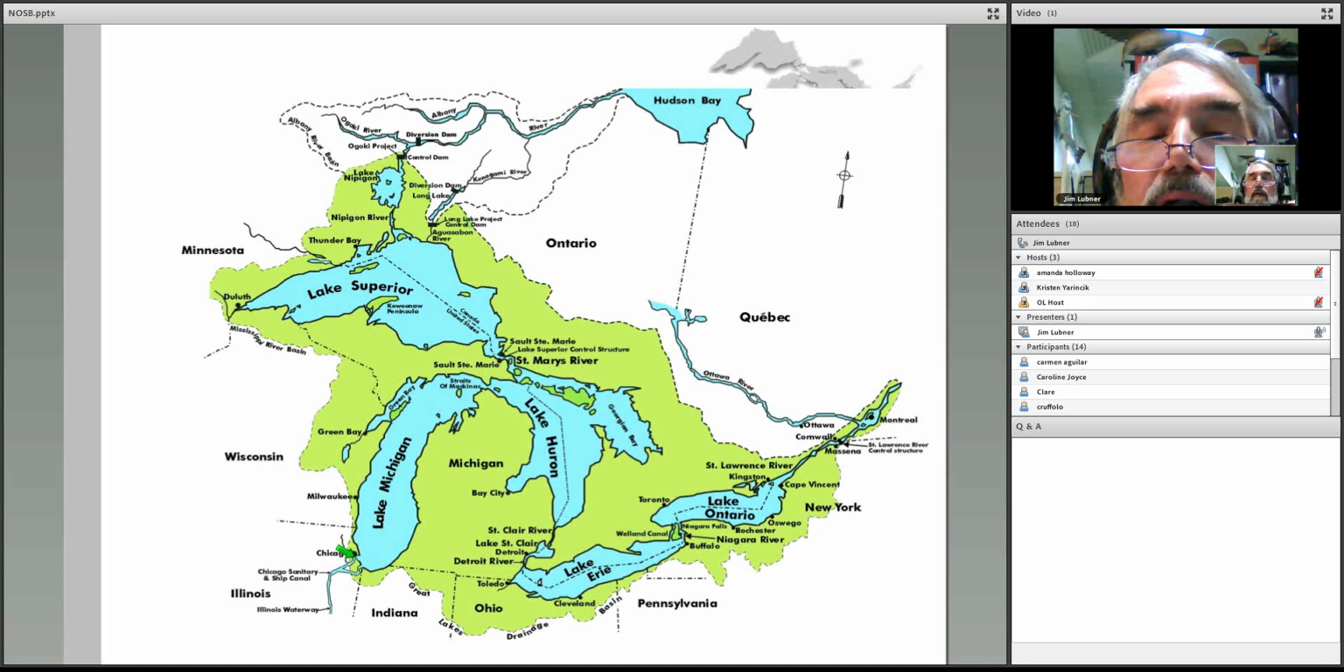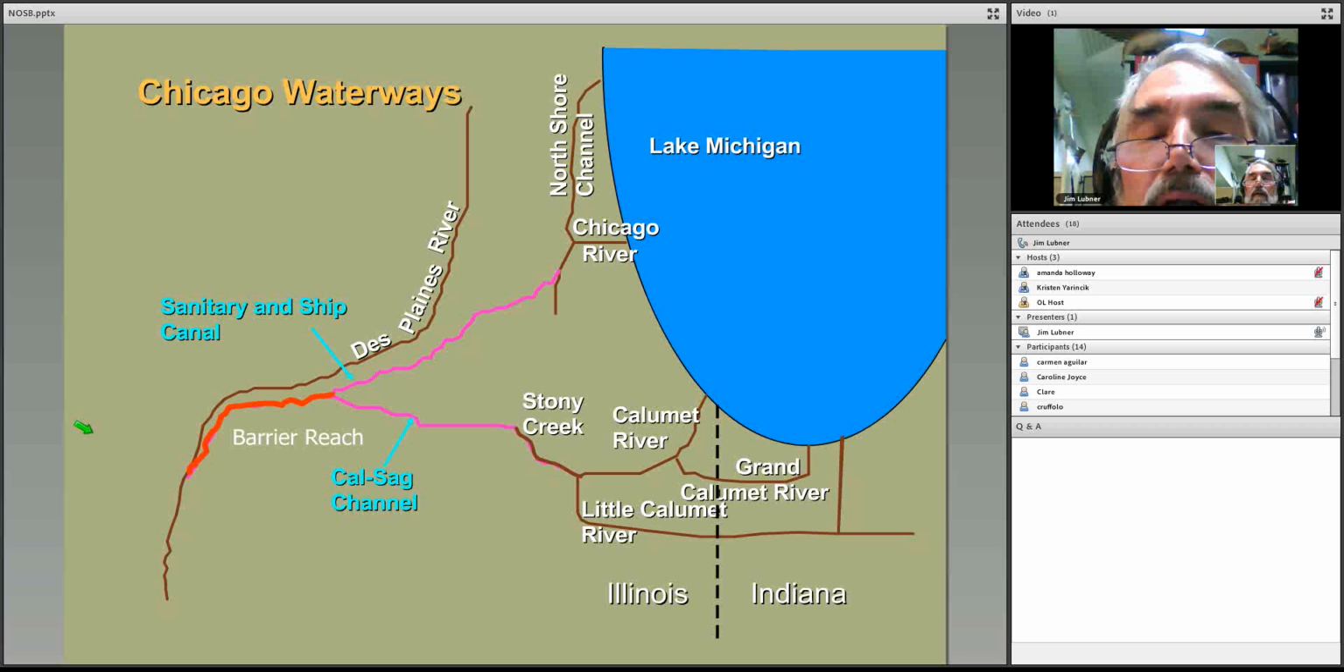In order to prevent putting its sewage effluent into that source of drinking water, they breached the subcontinental divide, put a canal in place, and their sewage effluent then went down the Ship and Sanitary Canal into the Illinois River system, ultimately to the Mississippi. You can see more of that right here. There were several branches of the Chicago River flowing into Lake Michigan. There's now a lock and dam here. This is the Ship and Sanitary Canal, and there's another canal connection here into the Calumet River system.